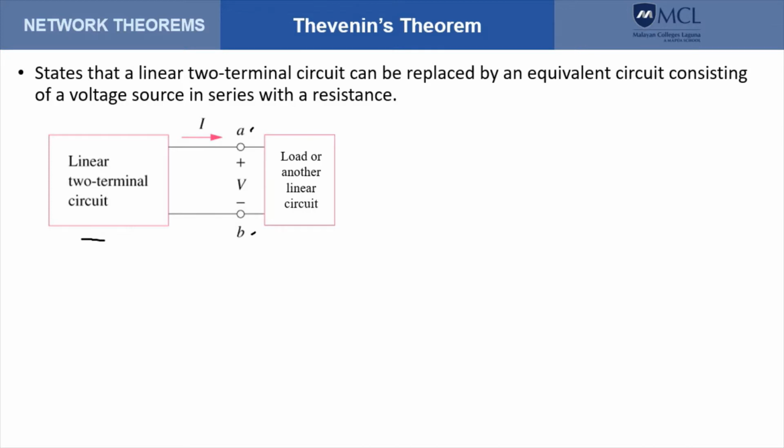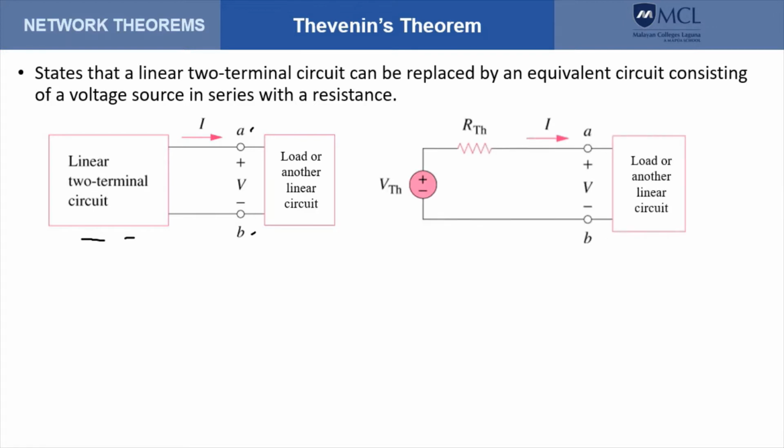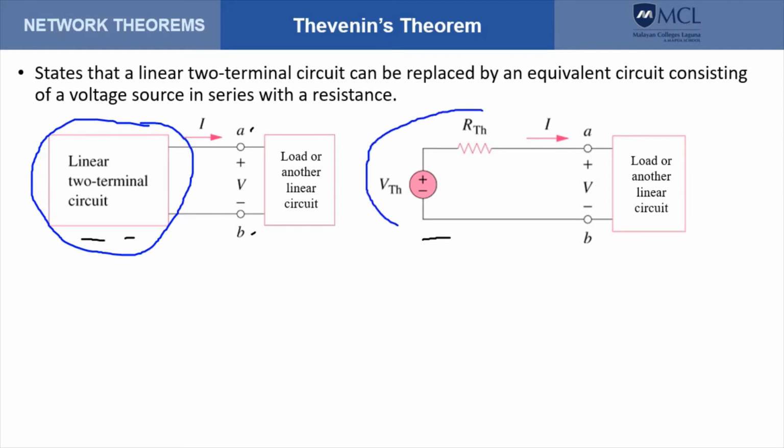According to Thevenin's theorem, this linear two-terminal circuit can be replaced by a simple circuit consisting of a voltage source that is in series with a resistance that looks like this. So what we did is this part here is replaced by this part here.